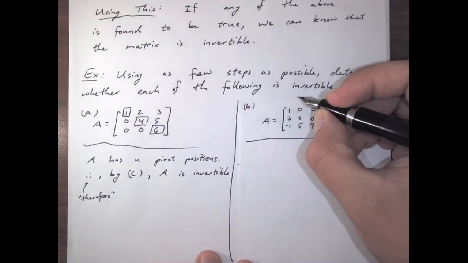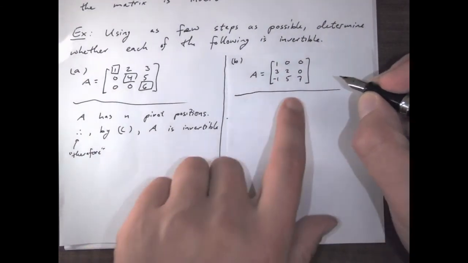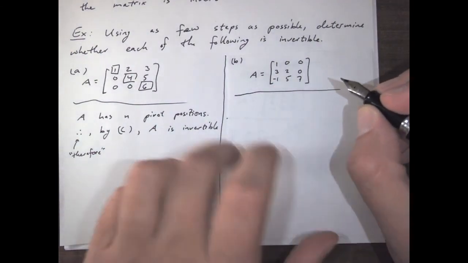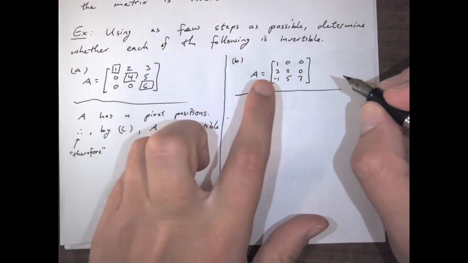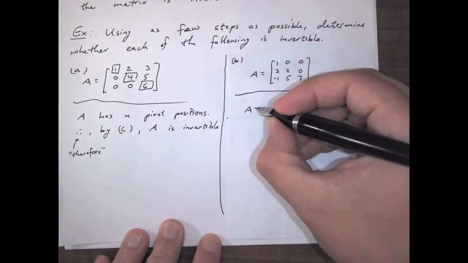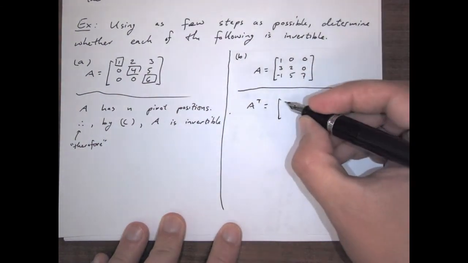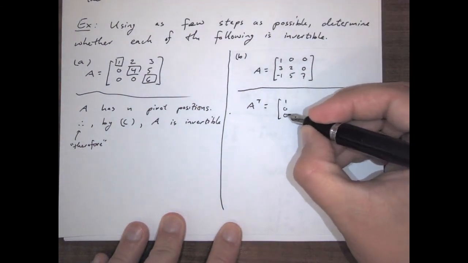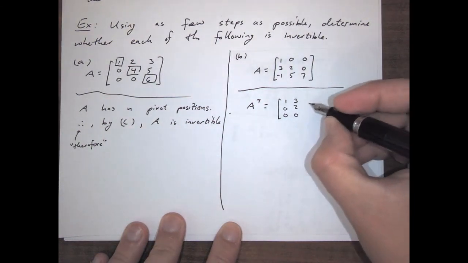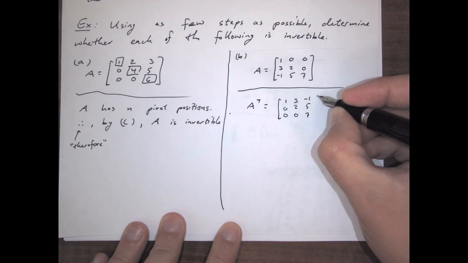But if we think about the properties above, and in particular that last one, a transpose is just as invertible as the original matrix was. So if we think about this in relation to this, the transpose of this would be of a very similar shape. In particular, 1, 0, 0 would now be the first column, 3, 2, 0 would then be the second column, and -1, 5, and 7 would be the third column.